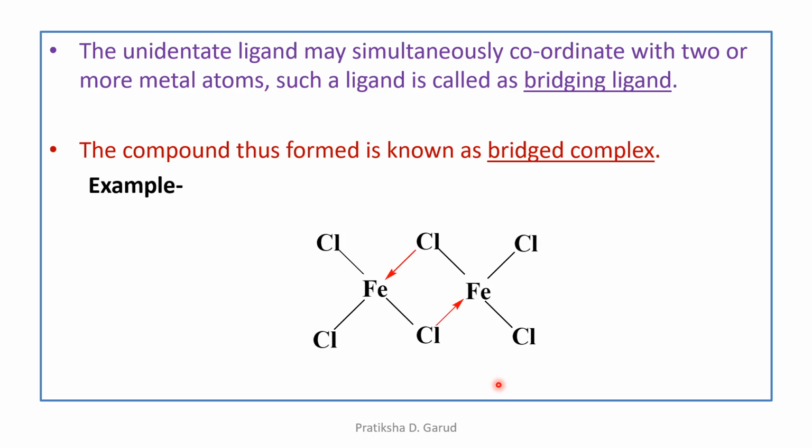Its example is this one. Now here we can say that the chlorides are the ligands. Now this single chloride is linked on one side to one Fe and on the other side to another Fe. So in this way, the single ligand simultaneously coordinates to two metal atoms. That's why this type of ligands are called bridging ligands, and the complexes are known as the bridge complex. Okay, so this is regarding the monodentate or the unidentate ligand.